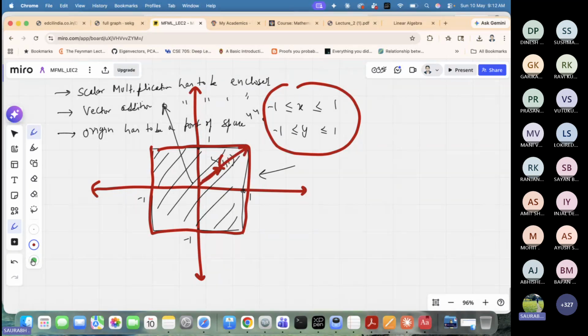Actually, I drew it wrong. So let's say this is the vector 1, 1, right? This is the point. This is a part of the space. But as soon as we scale it slightly, even if we multiply it, it will be 1.1, 1.1. It will go outside the space. It will be here.